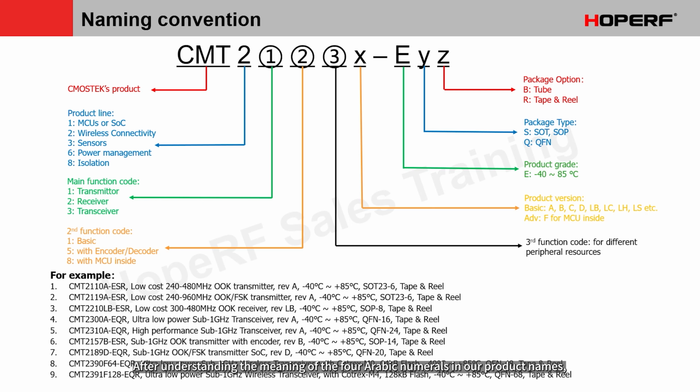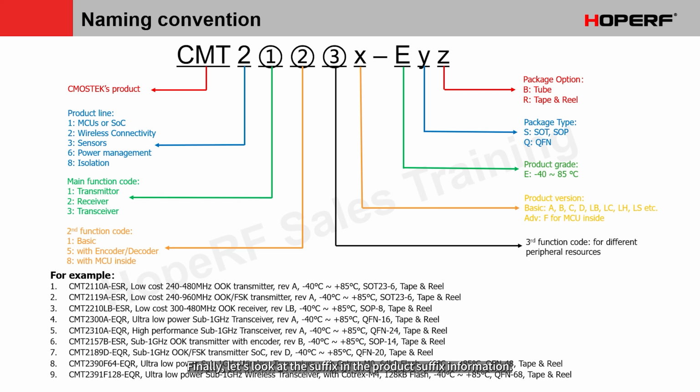After understanding the meaning of the 4 Arabic numerals in our product names, we need to understand the product suffix information. The first suffix is the version information, where the letter X represents the product's version number. For example, common versions include A, B, C, or LB, LC, etc. These are all version numbers of our products. For transceiver products with a controller function, the suffix is labeled as FXX or FXXX. This indicates the ROM capacity of the controller.